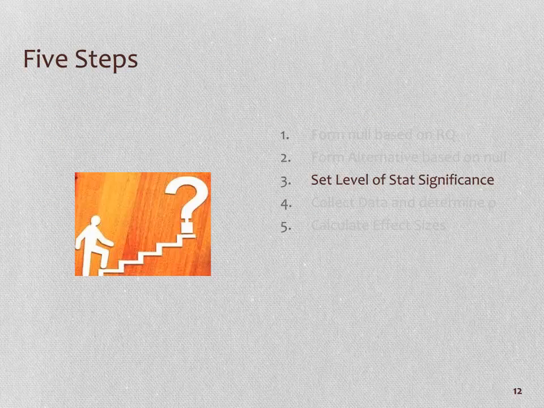Moving right along to step 3, set your level of statistical significance. Now, this is pretty much set for you. So the cutoff for statistical significance will always be p is less than 0.05. So we'll talk about that in more depth, but just remember, p needs to be less than 0.05 to reject your null hypothesis.